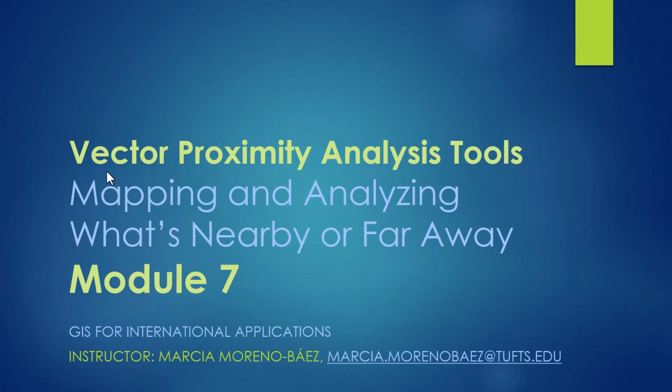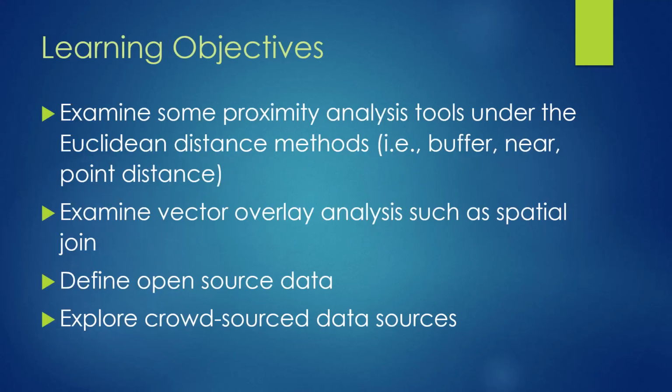In this class, we will talk about vector proximity analysis, and we will be working on mapping and analyzing what's nearby or far away. We will examine some proximity analysis tools under the Euclidean distance methods. We will also do some overlay analysis. We will use a tool called spatial join. We will also talk a little bit about open source data, and we will have the experience to download data that comes from an open source, but also crowdsourced data.